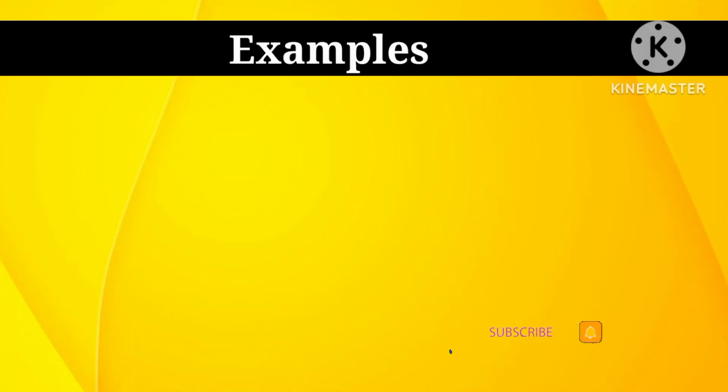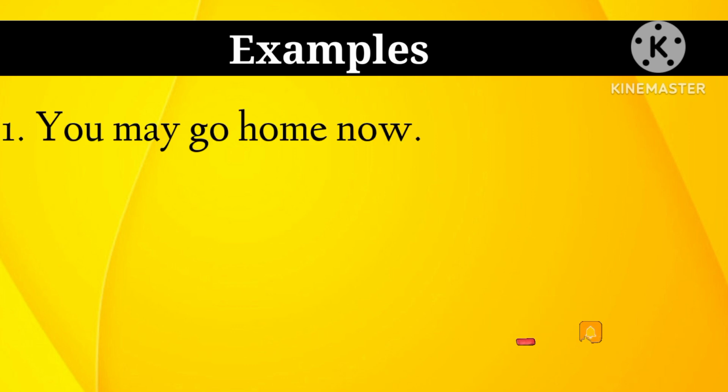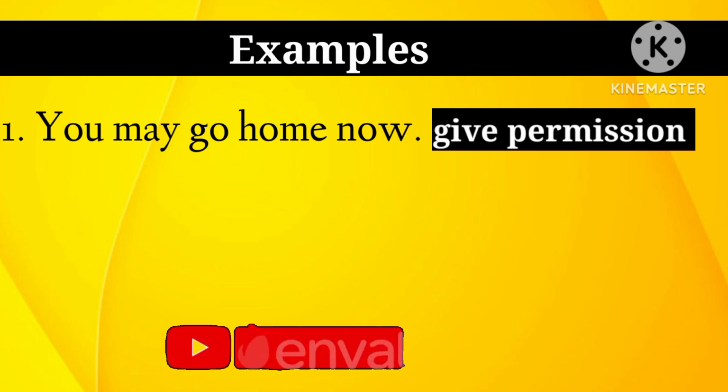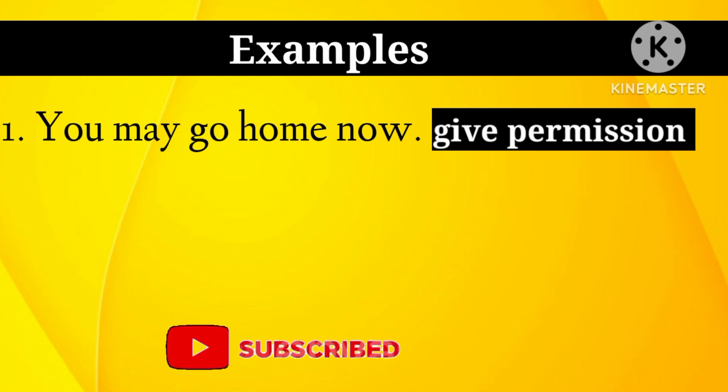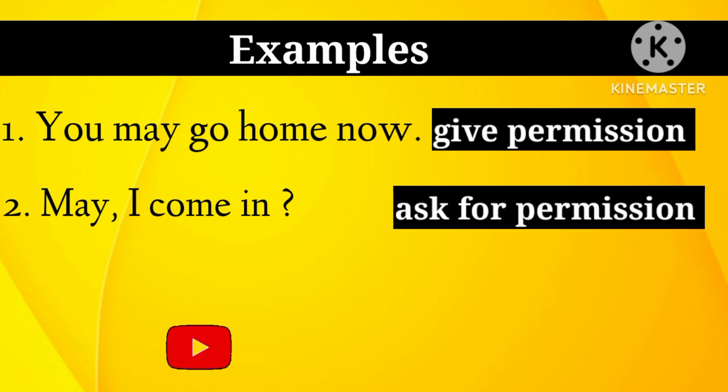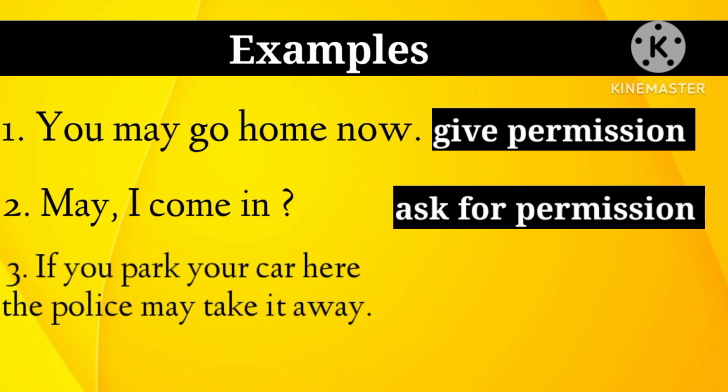Here are a few examples to show how we use may in these forms. Number one, you may go home now. It is the form of giving permission to someone. You are telling him or her to go home. Number two, may I come in? Asking for permission. Now in this you are asking permission from someone, may I come in. In these two sentences, the first one is giving permission and the second one is asking for permission.